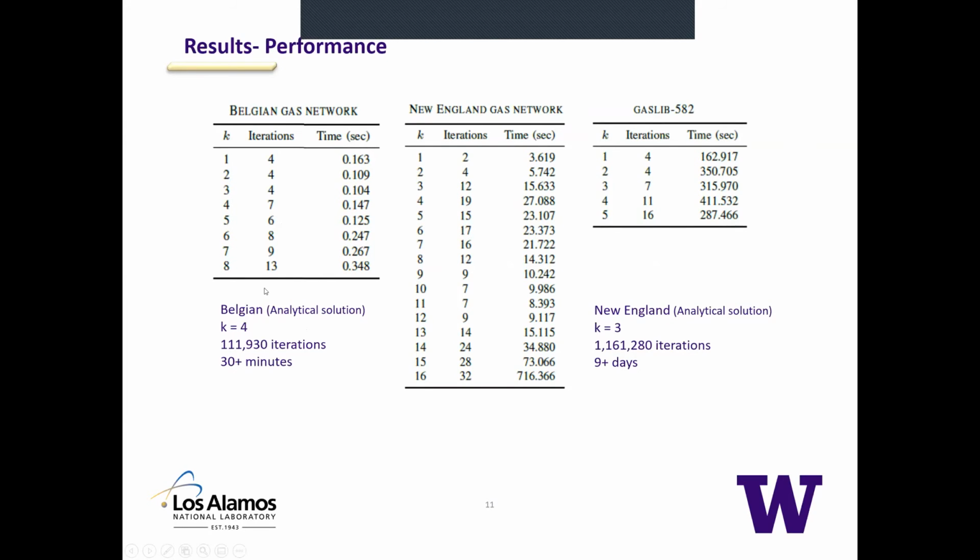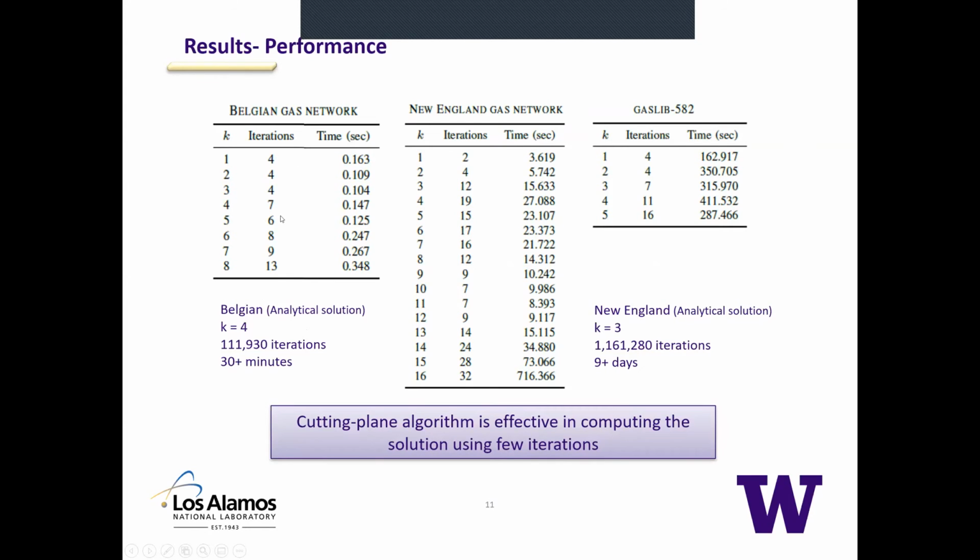you can see that with few iterations, compared to the analytical solution with millions of iterations and over 9 days of computation time, this algorithm really is efficient and effective in computing and converging. And so even within half a second, we can find the solution for the Belgian gas network.